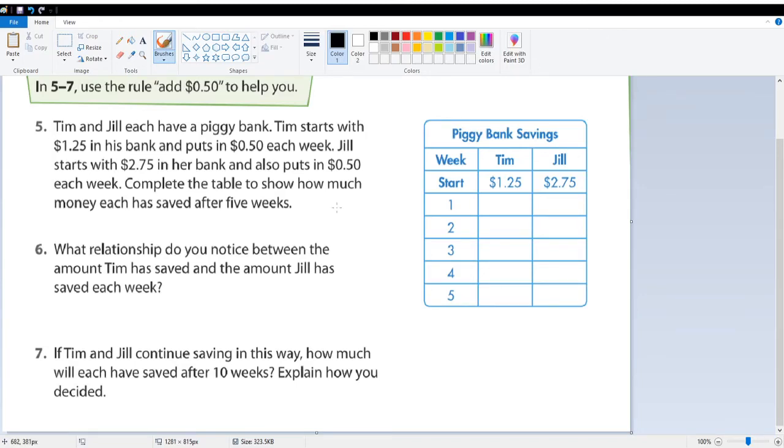Alright, today we are going to go over some more tables and patterns. So here's the table. Let's go over these questions, see what we can figure out.